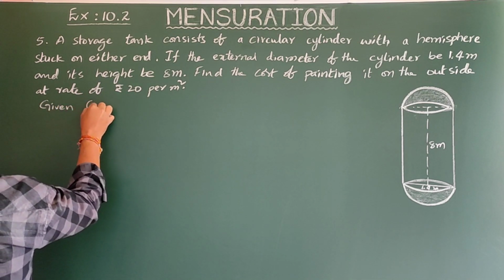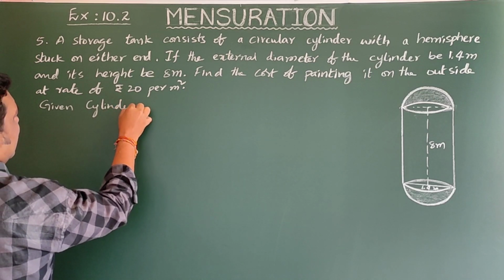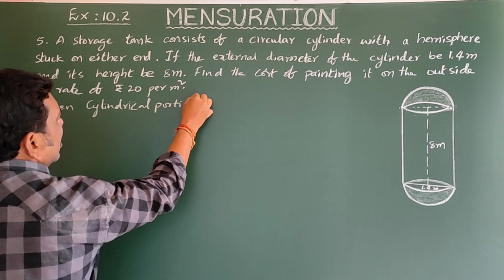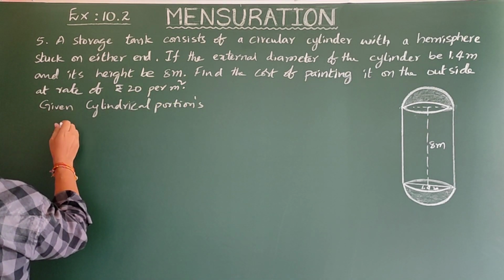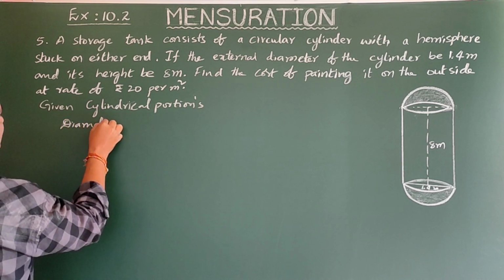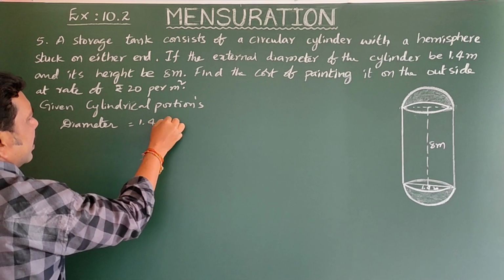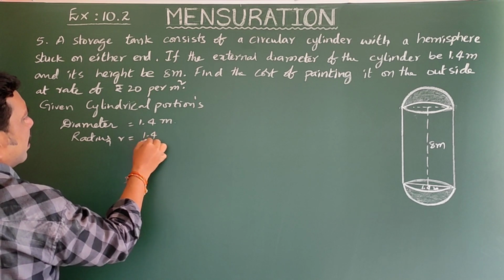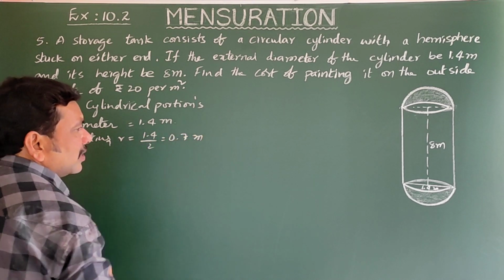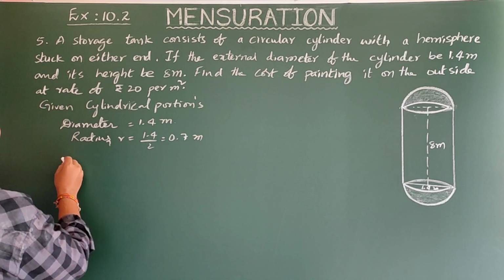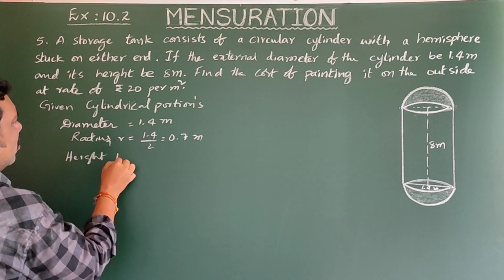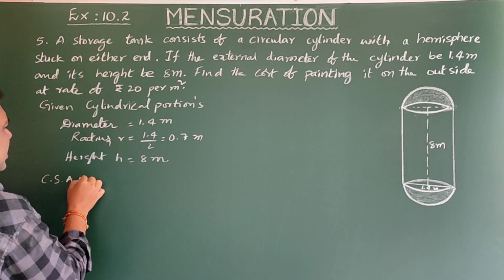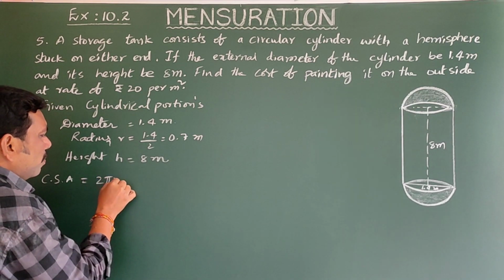Given, cylindrical portion. Diameter has been given, diameter is equal to 1.4 meters, right? That implies radius r is equal to 1.4 by 2, that is 0.7 meters, isn't it? Next, its height h is equal to 8 meters, right? Now CSA is equal to, what is the formula? 2 pi r h, right?